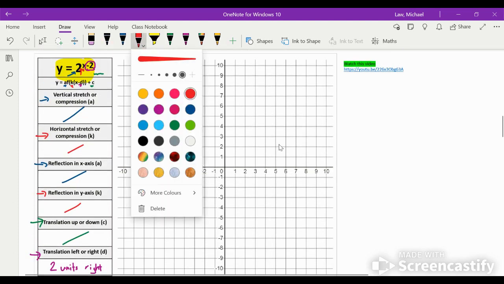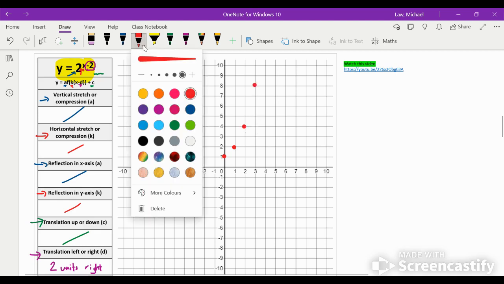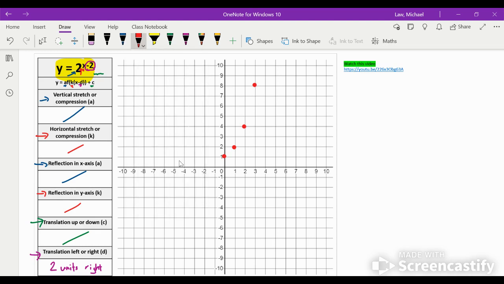We start with 0 and 1, 1 and 2, 2 and 4, and then 3 and 8. Now, you can keep going if you want, but I've just used some very simple positive values of x. And that is what it's going to look like approximately.